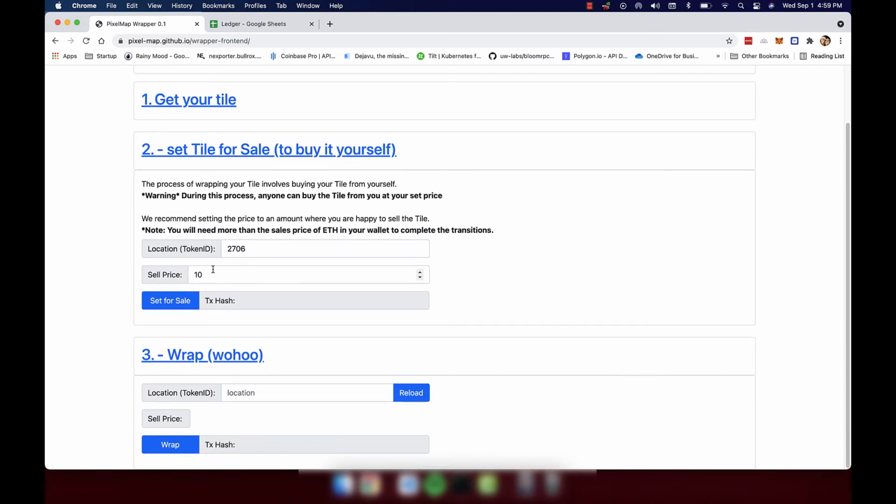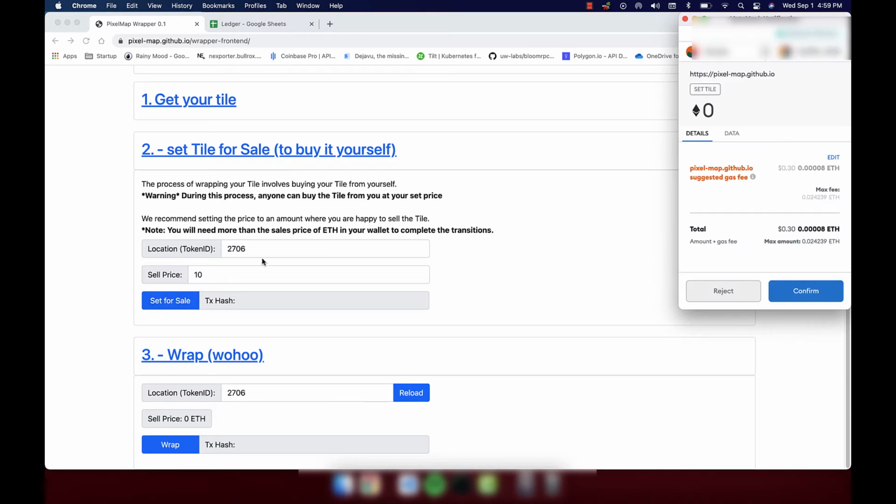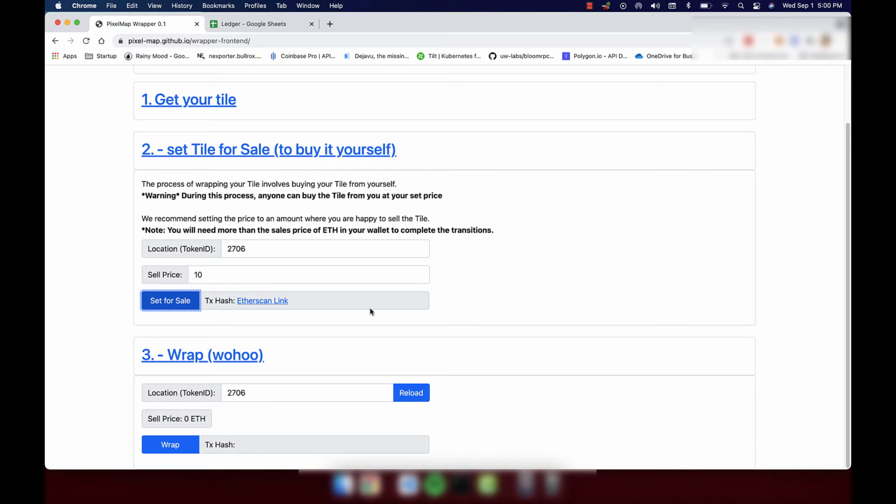So next up, I'm going to hit set for sale. It's going to come up, it's going to charge me way too much gas, as it always does. If you're looking for the cheapest gas price, it fluctuates tremendously during the day. If you can be up during like early morning, middle of the night, it definitely gets cheaper. But yeah, I'm going to go ahead and confirm it. And this is basically saying I am willing to sell this tile for 10 ETH.